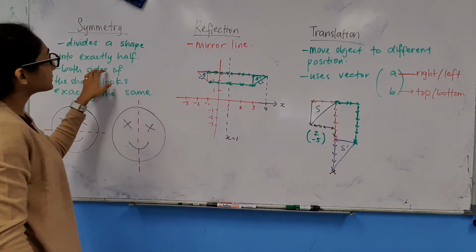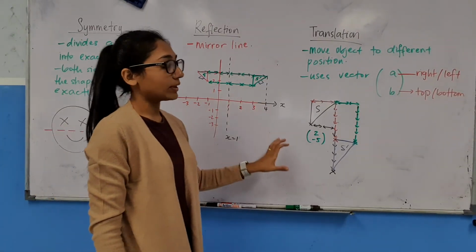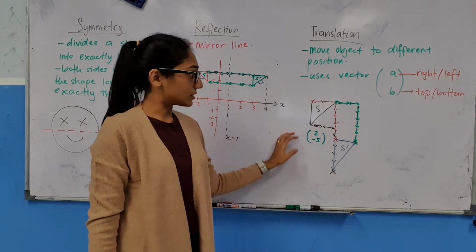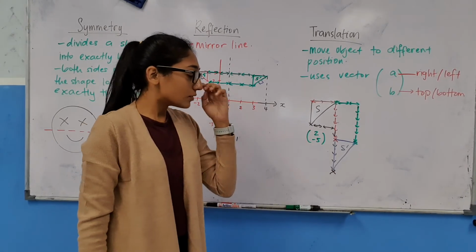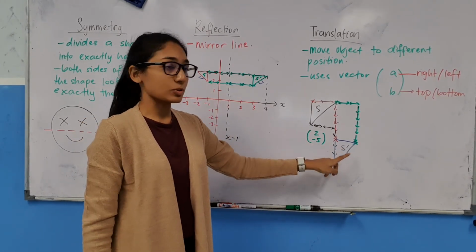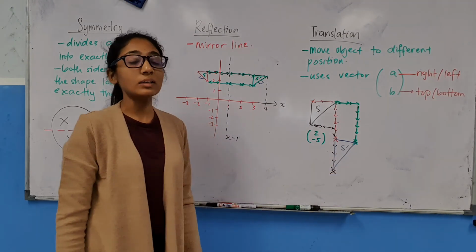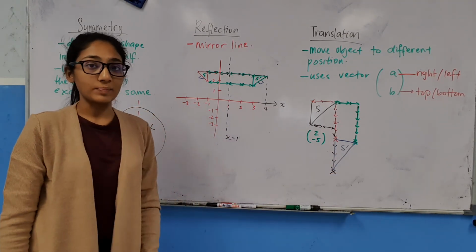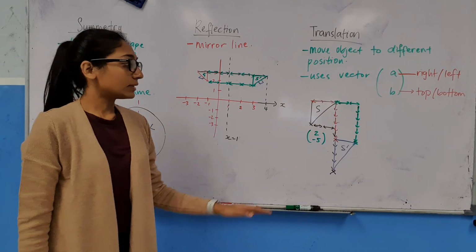So we have symmetry, we have reflection, and we have translation. This is the object, this is the image. For image, we denote it as S apostrophe or T apostrophe depending on the letter given. Okay? So this is how we do it.